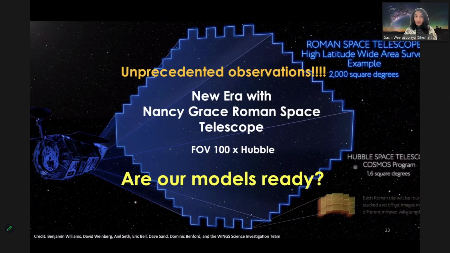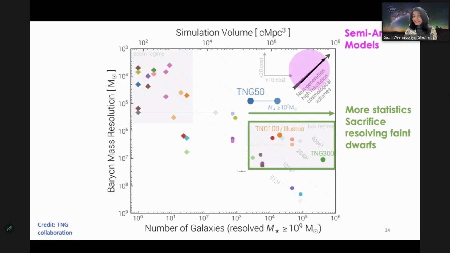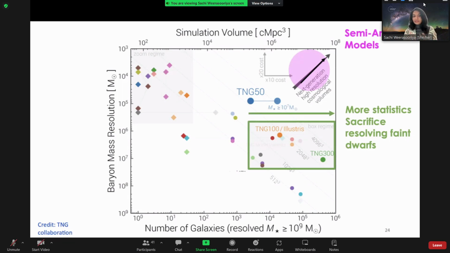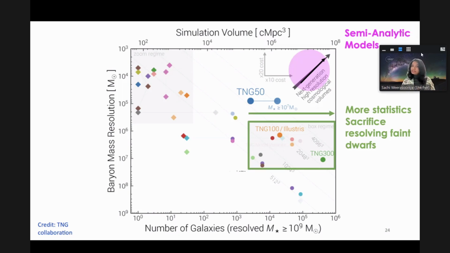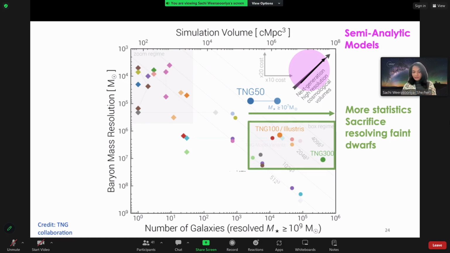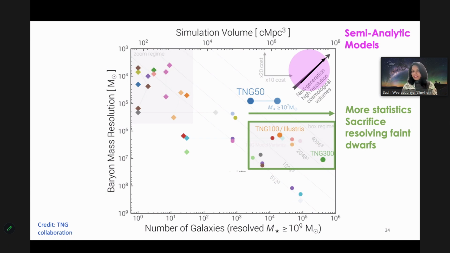So as simulators, we need to be ready to tackle these data sets and target what we want to look at. Our models need to be ready to supply the demand of observations. So the question is, are our models ready? As I showed you earlier, not quite, because our hydrodynamic simulations in the field are not ready to tackle this yet. But don't worry, because we do have something.